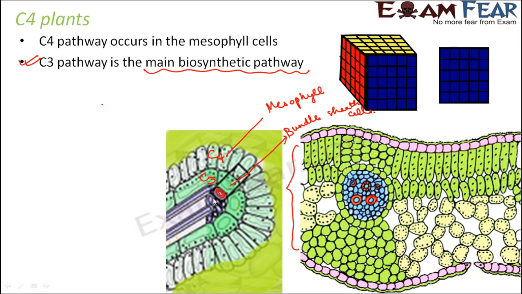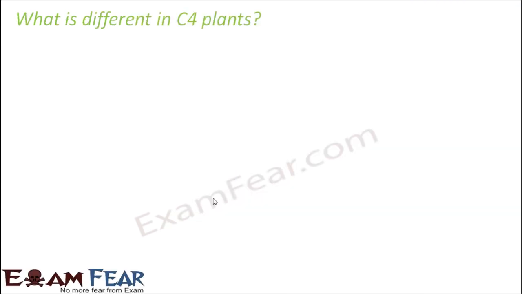And this entire cycle which takes place in a C4 plant is known as the Hatch and Slack pathway, because they demonstrated it for the first time. Now we will talk about the Hatch and Slack pathway in detail, but before that let us quickly see how C4 plants are unique. Now because of this difference of C4 plants with C3 plants, how are the behavior or structures of C4 plants different from C3 plants? So let us see what is different in a C4 plant.